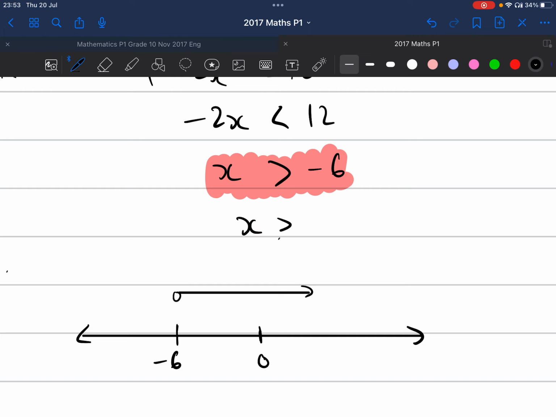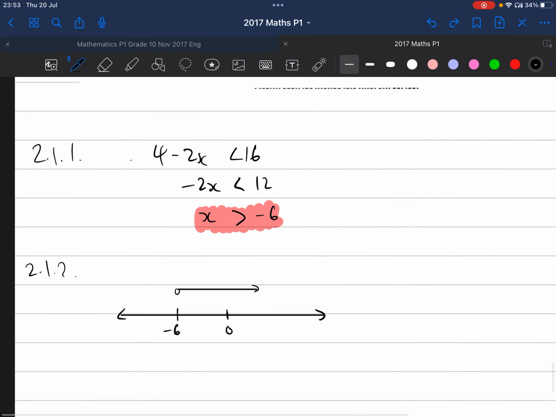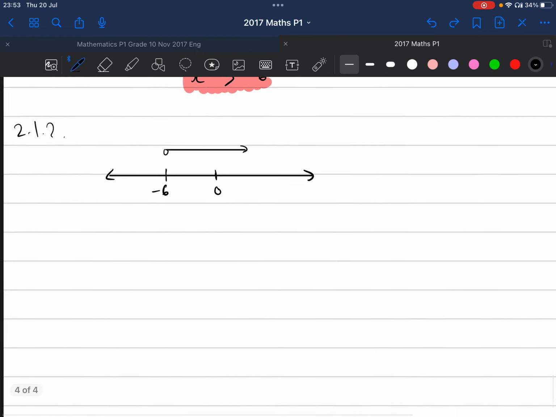Since it's not inclusive, x has to be greater than minus 6, not greater than or equal to. We leave the dot uncolored. So for this question, this would be the right answer, like this. But let's just say hypothetically that the answer was greater than or equal to, then we would color the dot in. But it's not, so we'll just leave it uncolored, and that's the answer for that.